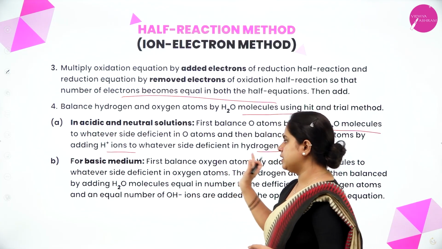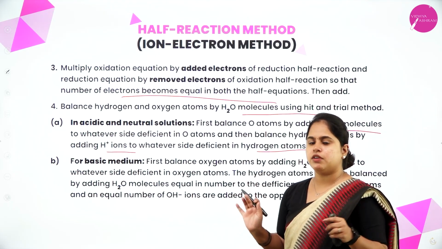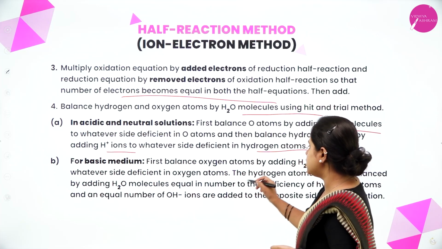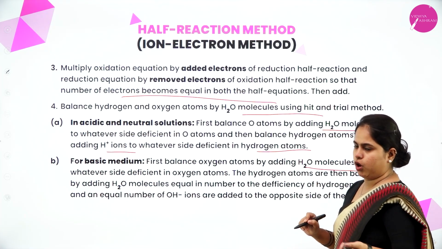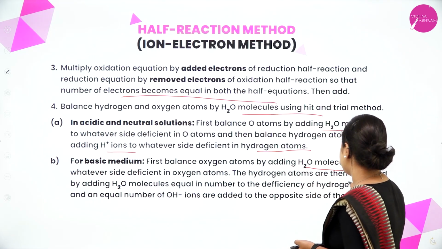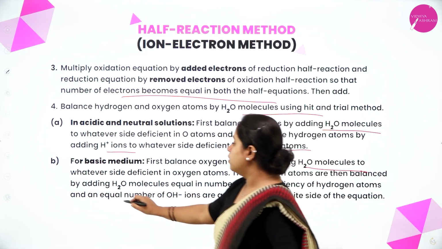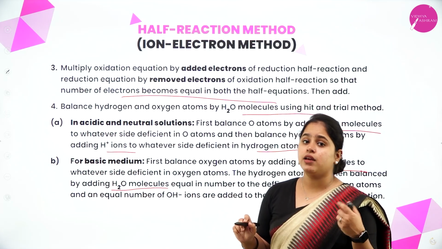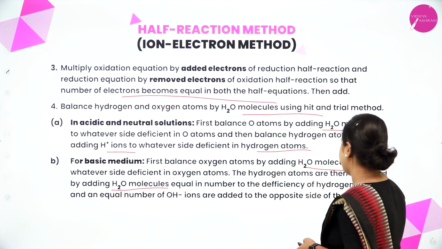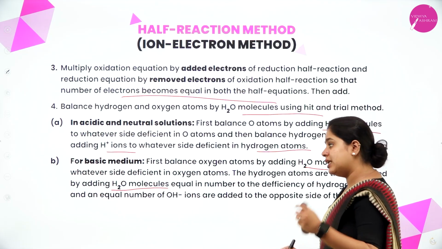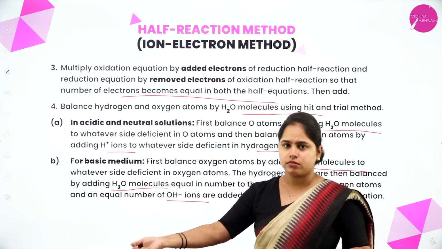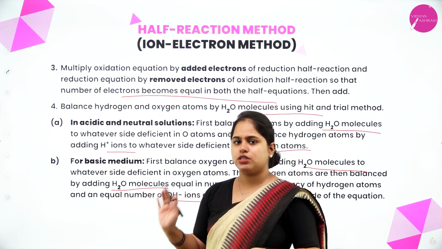So this might be a little confusing when you read this, but once we do the problems, it will be clear for you. So let's see, first balance oxygen atoms by adding water molecules, the same. Whichever is deficient in oxygen atoms, the hydrogen atoms are then balanced by adding water molecules. Okay, we are adding water itself, not H plus ions, equal in number to the deficiency of hydrogen atoms. And an equal number of OH minus ions are added to the opposite side of the reaction. So these are the steps.